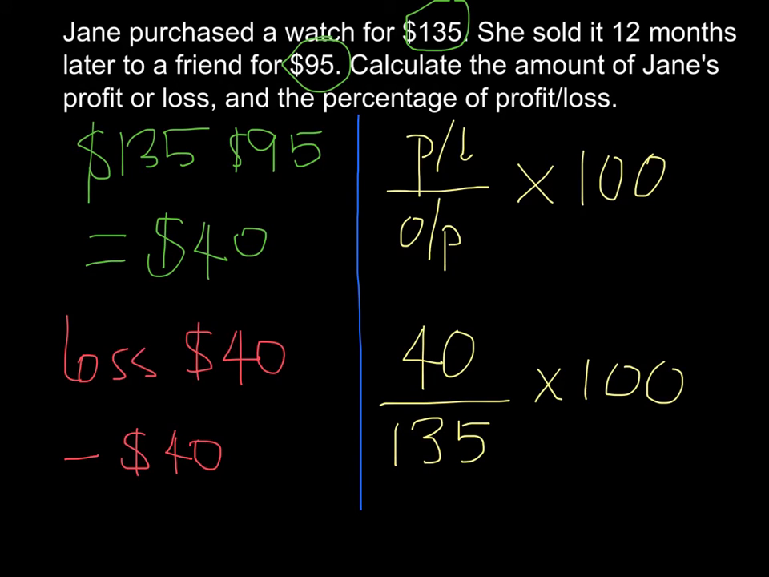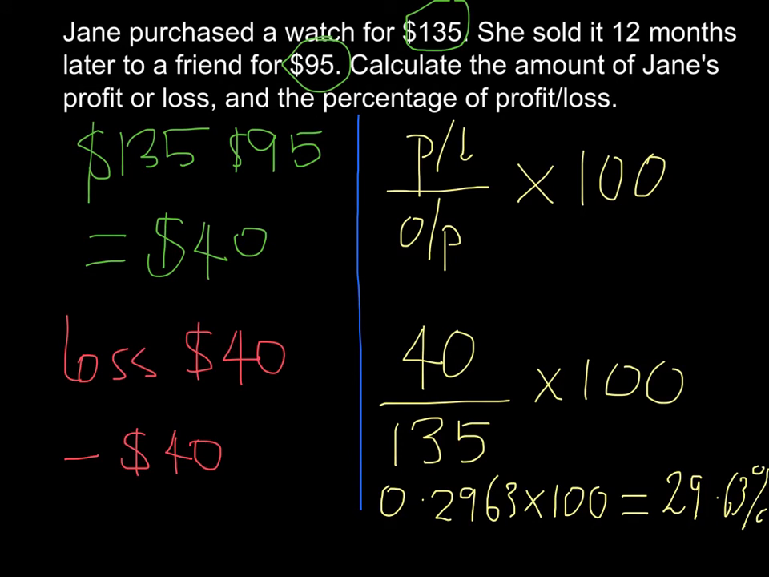If you then carry out the division of 40 divided by 135, you get the answer of 0.2963. That's correctly rounded to 4 decimal places. And then we'll need to times that by 100 to get it into a percentage. That gives us the answer of 29.63%. So that is the percentage of loss Jane made on this sale.